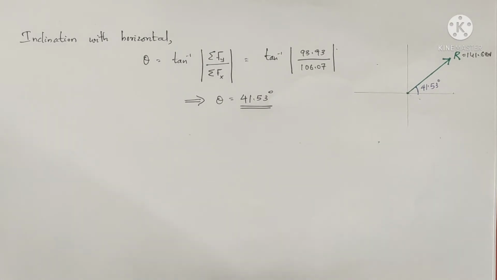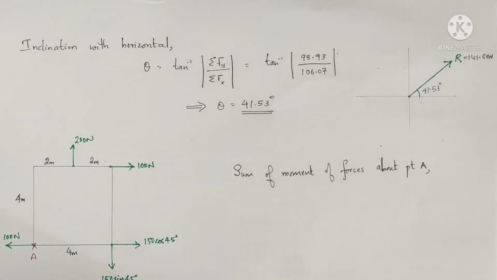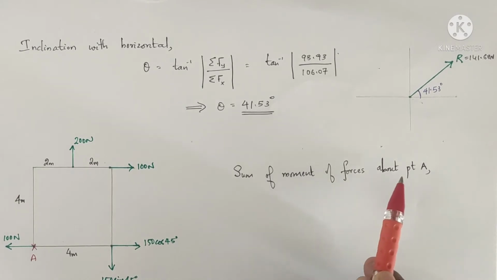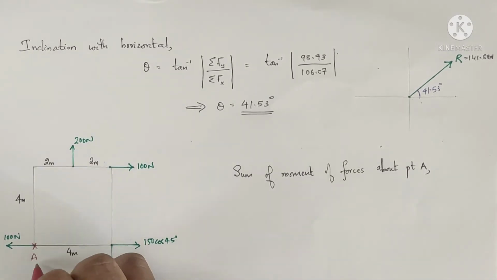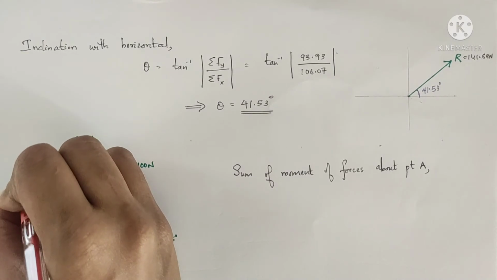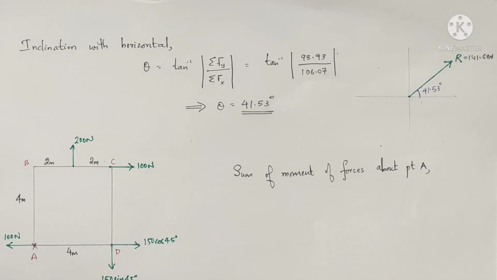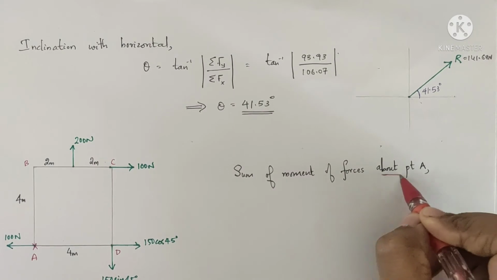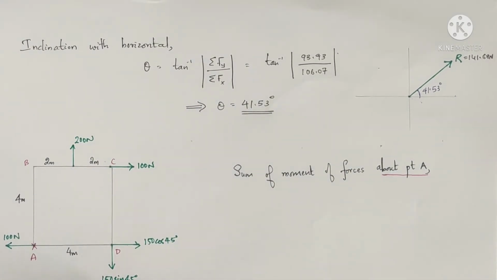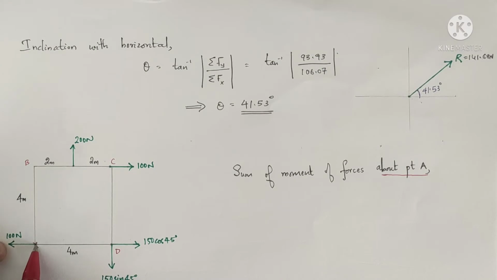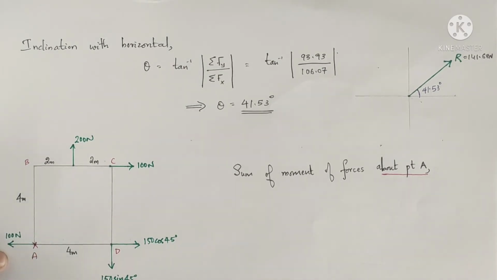Next, we have to find the position of the resultant force with respect to point A. For that, I am redrawing the figure of the question. Here we have to find the sum of moment of forces about point A. So this is the point A. I'll also mark the remaining points B, C, D. So this is the complete figure. We have to find the moment of each of these forces marked in green color with respect to point A. So let's take point A. This 100 Newton is passing through this point A, so the moment is 0, right?